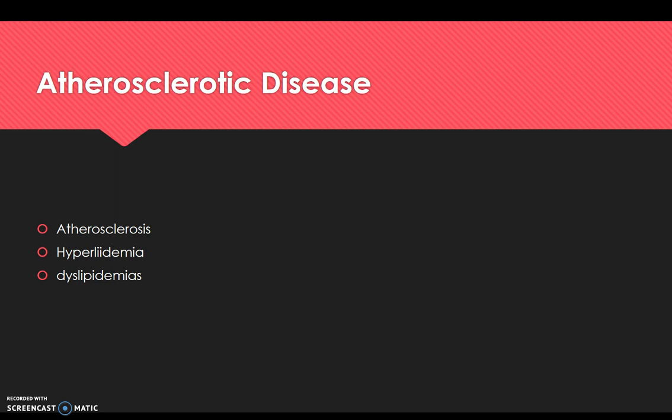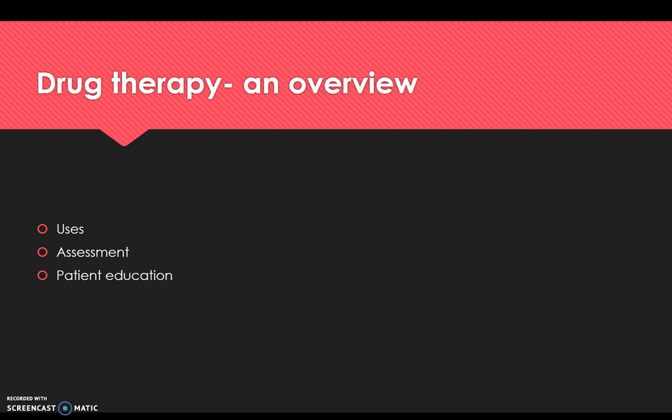So atherosclerotic disease is a major cause of premature death in the United States. Atherosclerosis is the accumulation of fatty deposits on the inner wall of the arteries and arterioles throughout the body. Hyperlipidemia is a broad term used to classify patients with high levels of cholesterol or blood fat. Antilipidemic agents are used to treat hyperlipidemias.